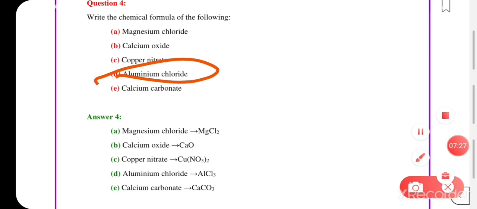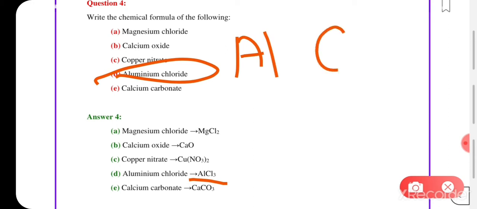Now the next one, what is asked? Aluminium chloride. So aluminium chloride is AlCl3. You write the symbol for aluminium and for chlorine and then crisscross their valency. For aluminium, valency is 3, and for chlorine it is -1. You will write 1. So AlCl3.